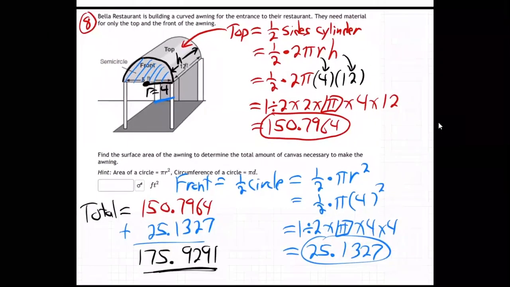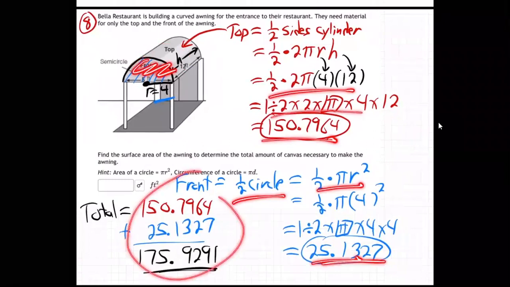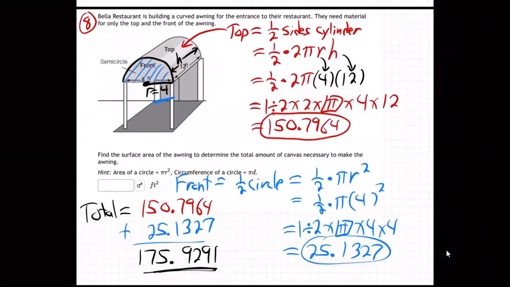So recapping again, we just had a half of the sides of a cylinder. That was the top. So that's half a 2 pi rh, which is the sides of a cylinder formula. Plugged everything in, got that, and then the front is just half a circle, half a pi r squared. Got that, add them up, total, there we go.